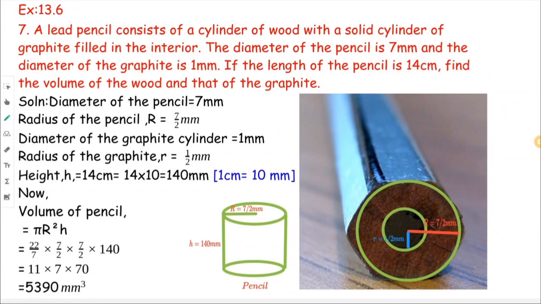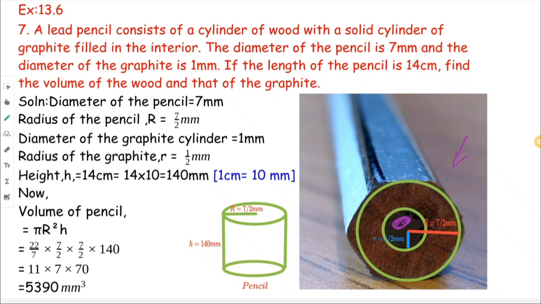With question number 7. A lead pencil consists of a cylinder of wood with a solid cylinder of graphite filled in the interior. The diameter of the pencil is 7 mm and the diameter of the graphite is 1 mm. If the length of the pencil is 14 cm, find the volume of wood and that of the graphite. Alright, so this is the typical pencil that we use, right? So the black is a graphite region, and as a whole it makes a pencil.